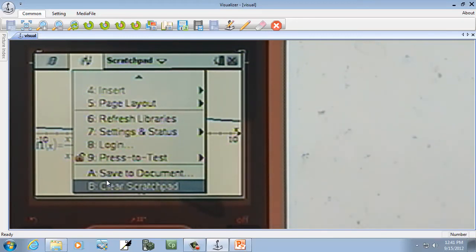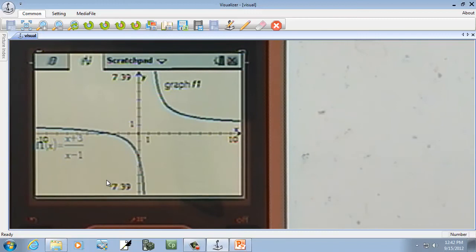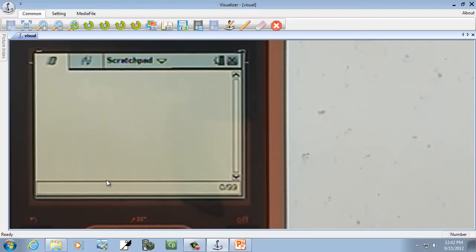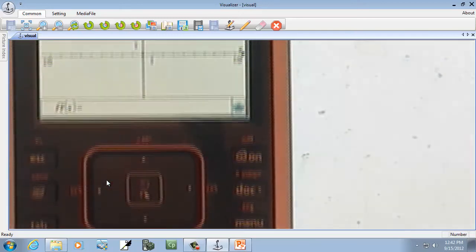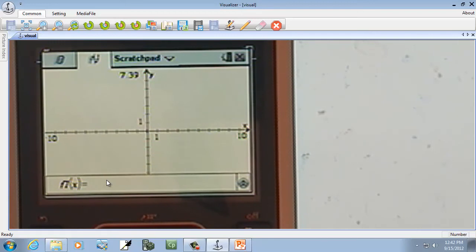Now you can also just press B, and then when I chose this little calculator button here, then everything's cleared out. So if you get stuck and you're trying to clear it out, that's the way I did it.